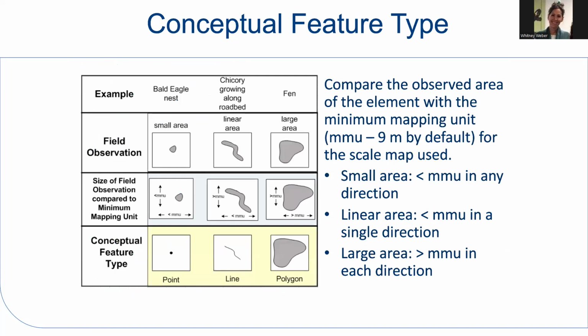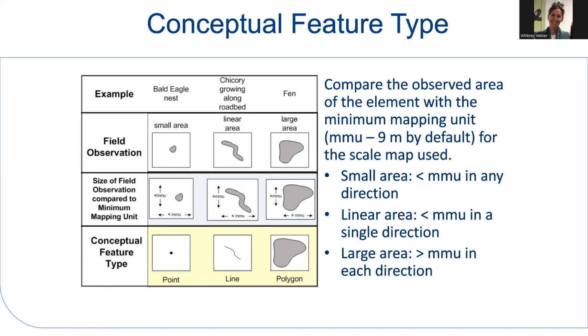So we'll talk about that here. In this example, we're going to compare the observed area of the element, so we'll use the bald eagle nest, to the minimum mapping unit. And of course, the minimum mapping unit is 9 meters, and a bald eagle's nest is going to be smaller than 9 meters. And so we have a small area, and therefore our conceptual feature type is going to be a point.